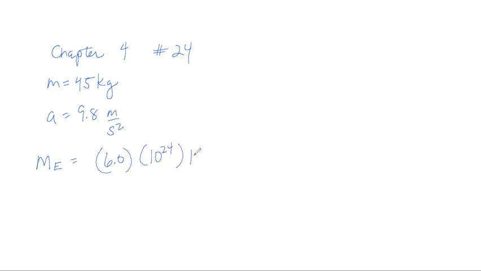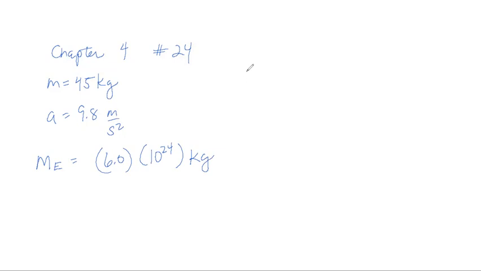Number 24 says a student of mass 45 kilograms jumps off a high diving board. What is the acceleration of the Earth towards her as she accelerates toward Earth with an acceleration of 9.8 meters per second squared? Use 6.0 times 10 to the 24th kilograms for the mass of the Earth. And assume the net force on the Earth is the force of gravity she exerts on it.